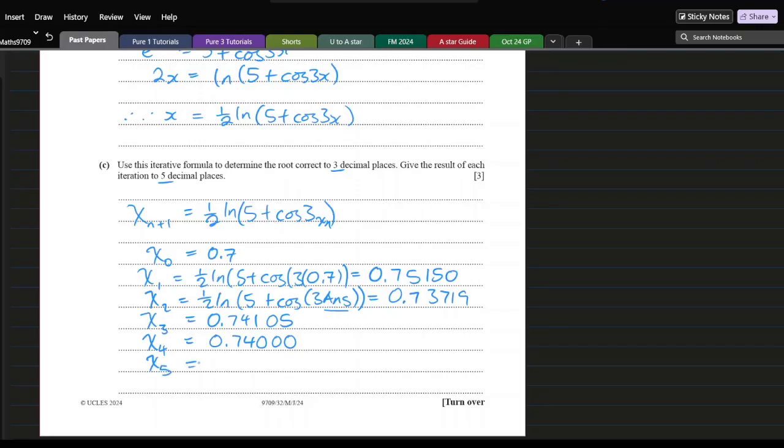We're not quite there yet. Press equals. This is 0.74028. 1, 2, 3, 4, 5. Okay, so we have arrived at our answer. It's 0.740. And we can conclude that therefore x is equal to 0.740, and that's our final answer.